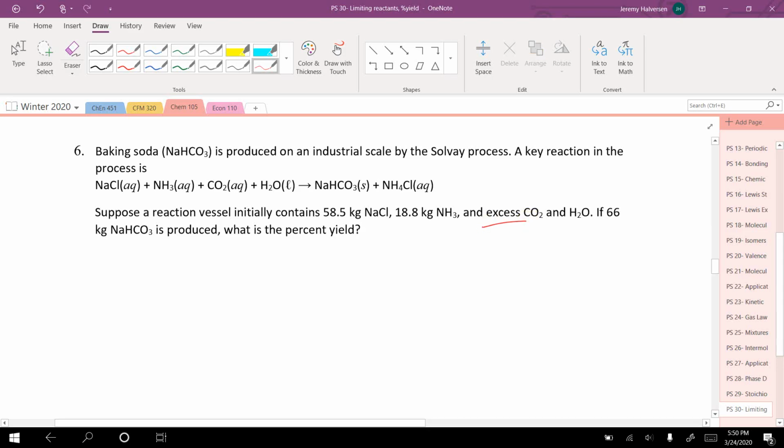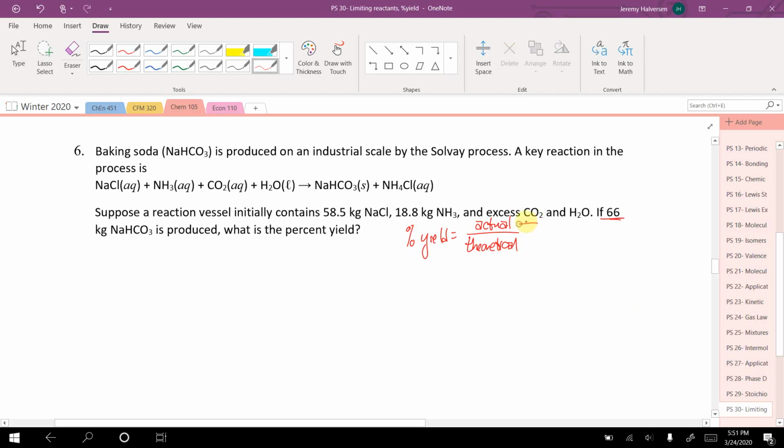Excess just means we have more than enough, so we know CO2 and water are not going to limit our reaction. We make 66 kilograms of NaHCO3. What's the percent yield? Percent yield is defined as our actual amount, the 66 we actually got, divided by our theoretical amount that we could have gotten. Theoretical is, mathematically, the maximum we could have gotten based on what we started with.